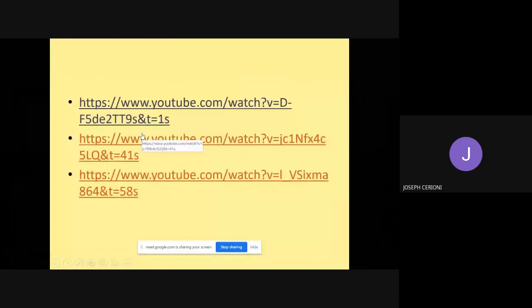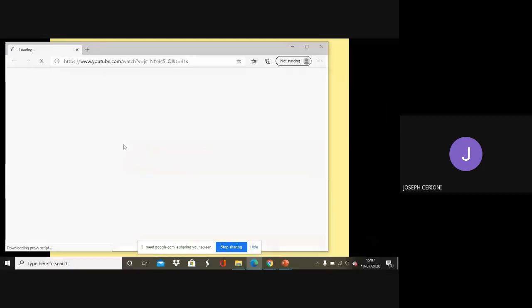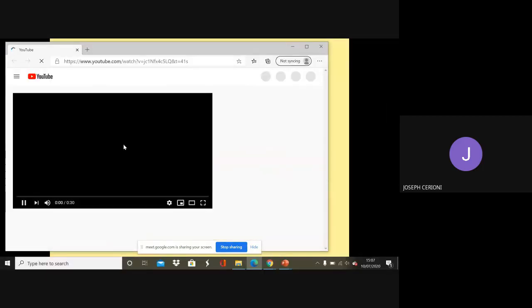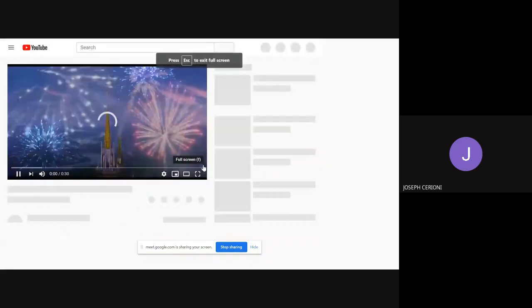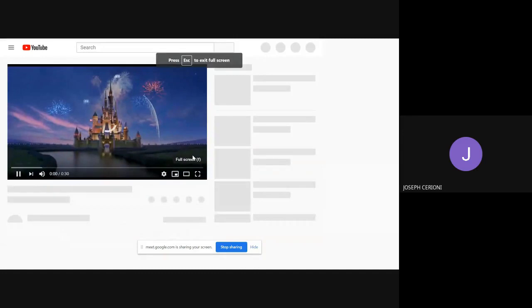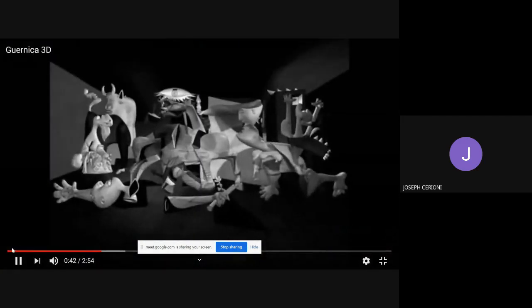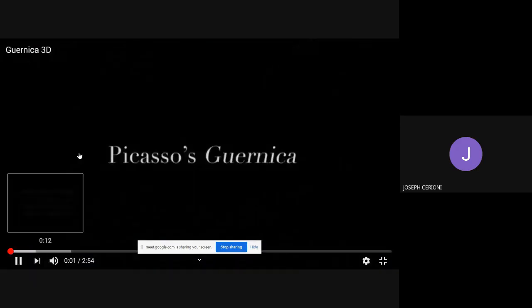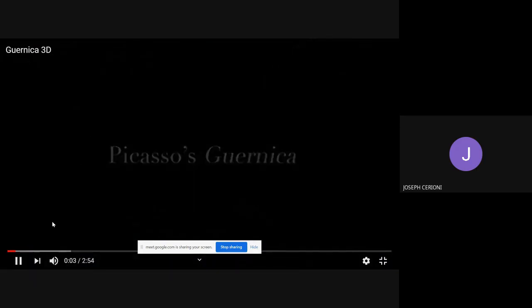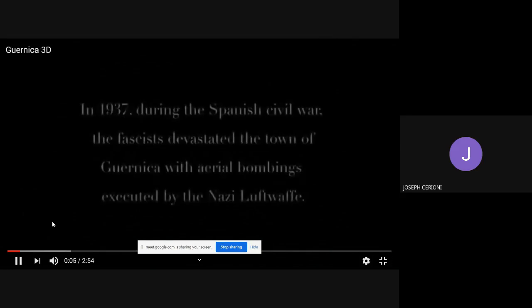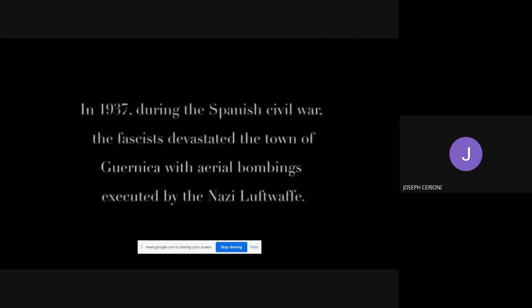Okay, now this next video, this is an animation that somebody has made of Guernica, and it's really good to look at because it zooms in on the different parts so you can actually see what is being shown in the picture. I will stop it at certain bits and I'll just talk through what the different elements of the painting are.